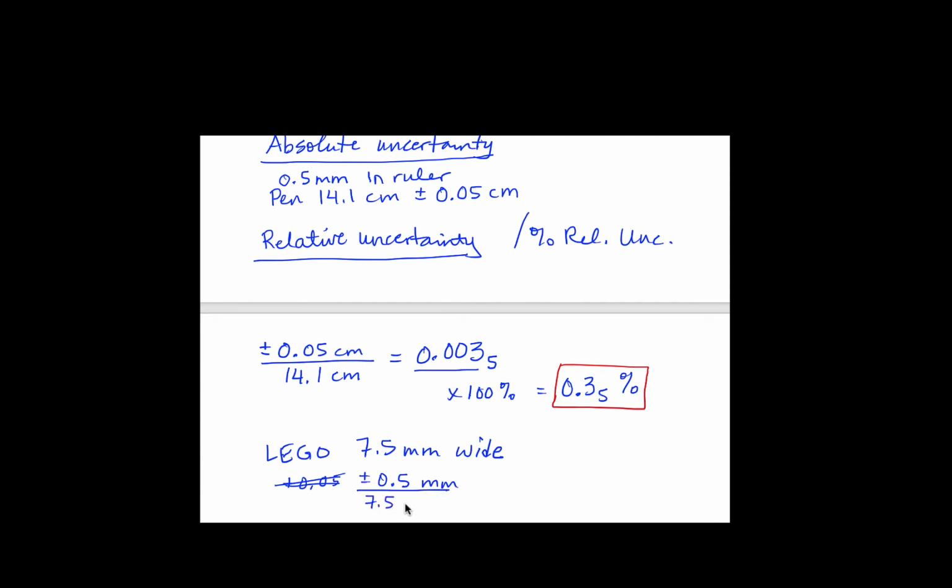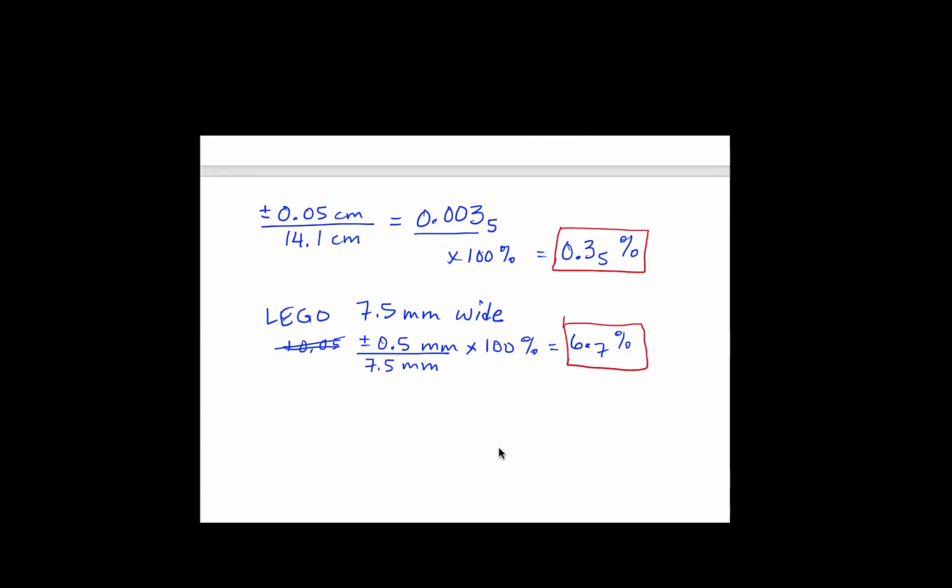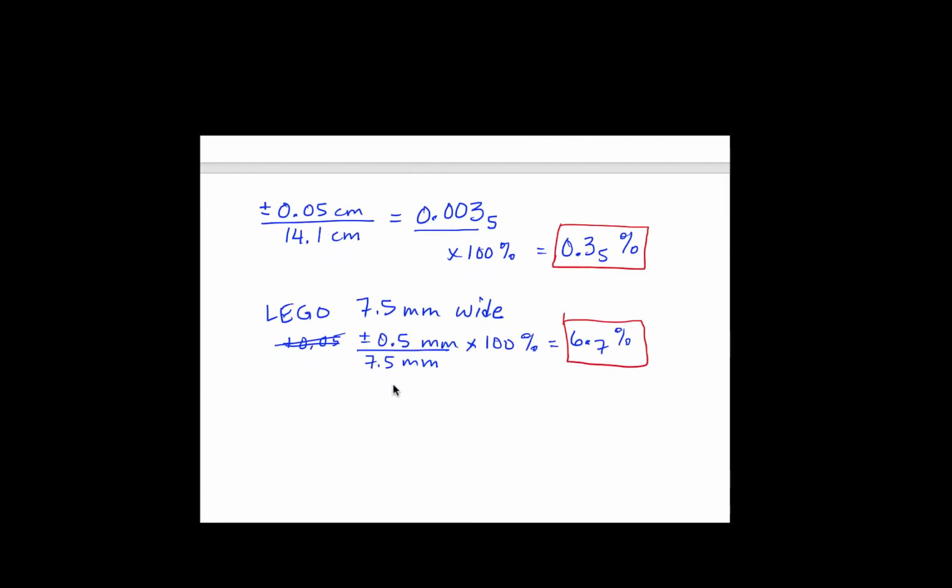And if my Lego piece is 7.5 millimeters, then my percent relative uncertainty for this Lego piece width is now 6.7%, which sounds like it's quite a bit higher. Now I used the same exact measurement technique. I used a ruler, but because my measurement itself was quite a bit smaller, that uncertainty makes a much bigger impact on my percent uncertainty.